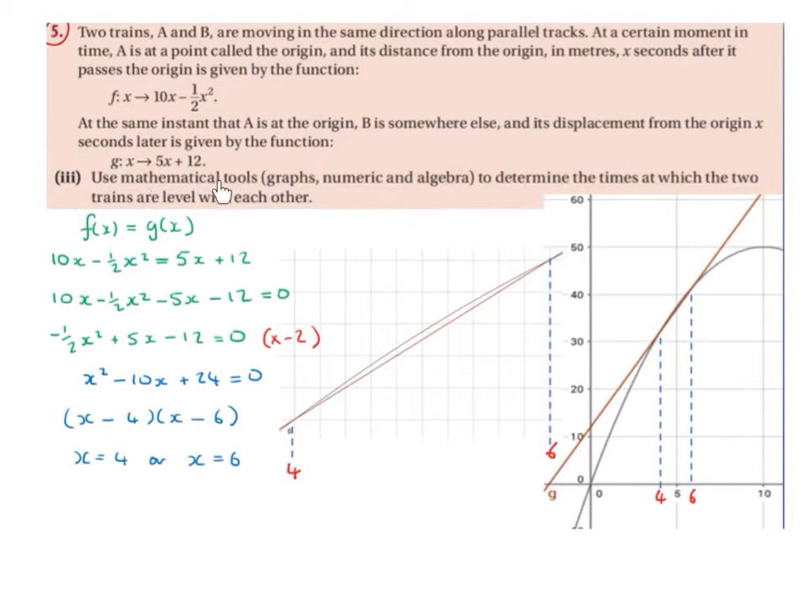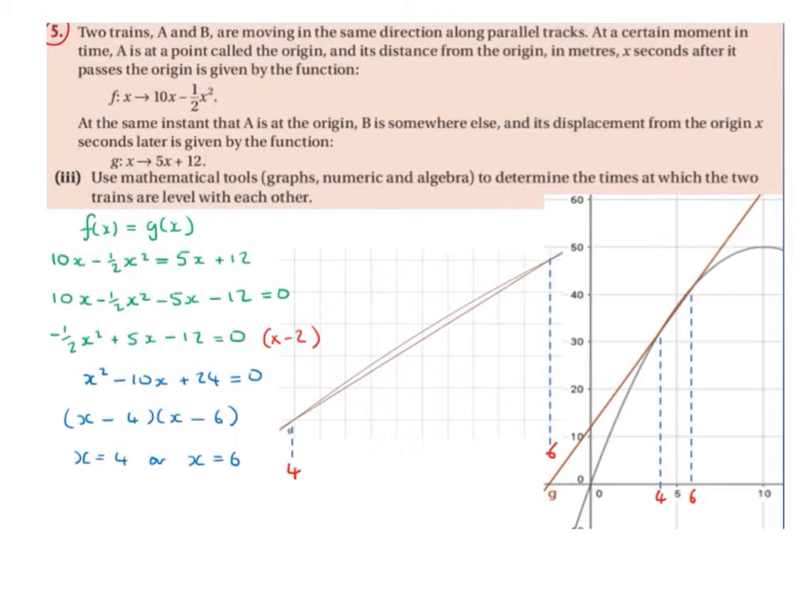Part 3. Use mathematical tools, graphs, numeric and algebra to determine the times at which the two trains are level with each other. So what we're going to do is let f of x equal to g of x. So we're going to let 10x minus a half x squared equal to 5x plus 12. We're going to bring everything over to the same side. So the 5x comes over the equal sign, becomes minus 5x. The 12 comes over, becomes minus 12. So we get 10x minus a half x squared minus 5x minus 12 is equal to 0.